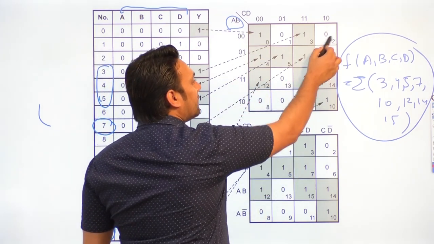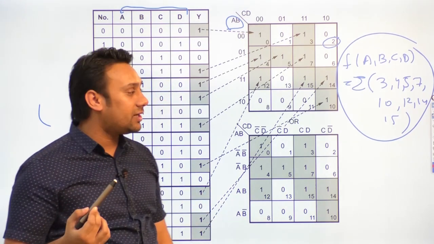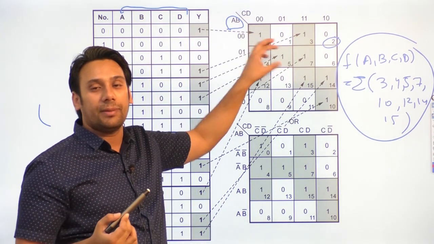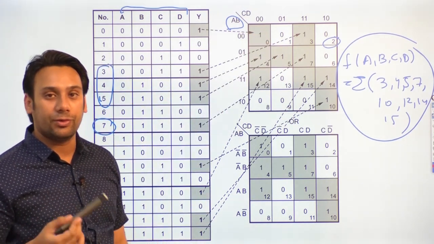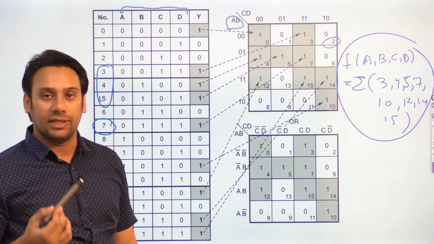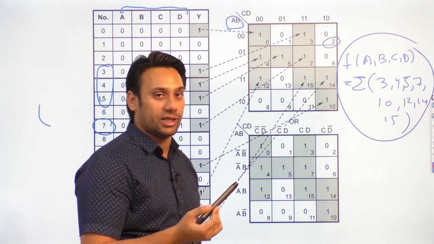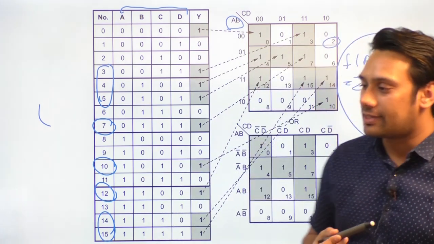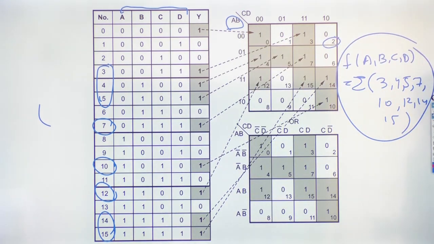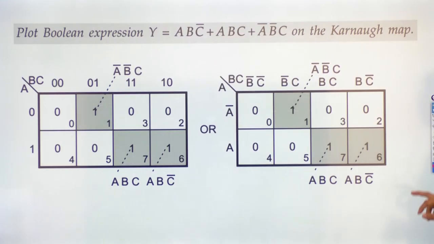These numbering values, if you remember these numbering values, now filling out this kmap will become very easy. Filling this kmap will become very easy for you. Okay? I'll take more examples, then you will understand how easy it is to make the kmaps. How easy it is to make kmaps. I'll take a few examples.